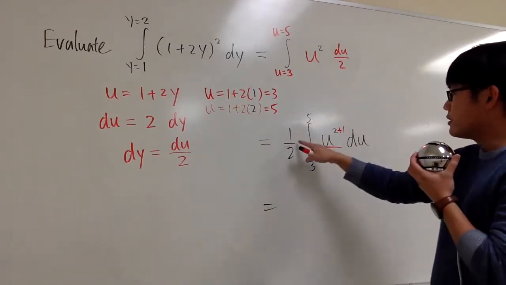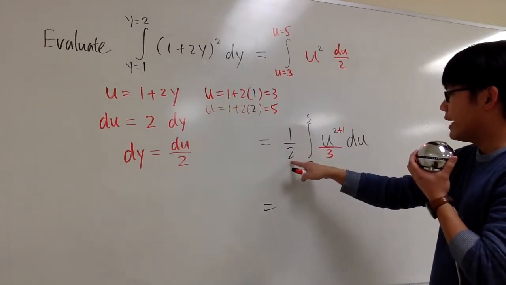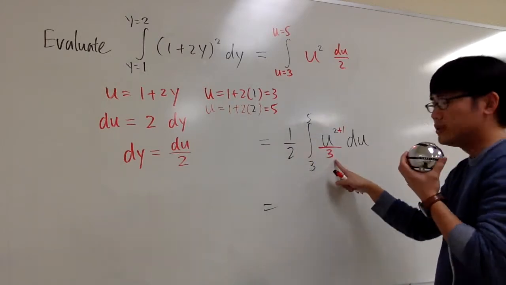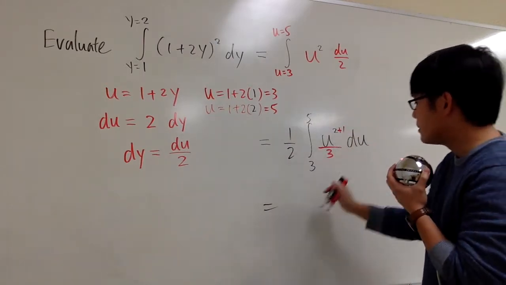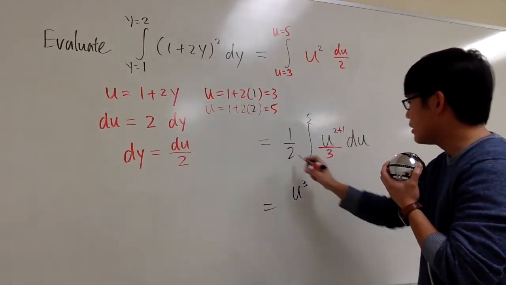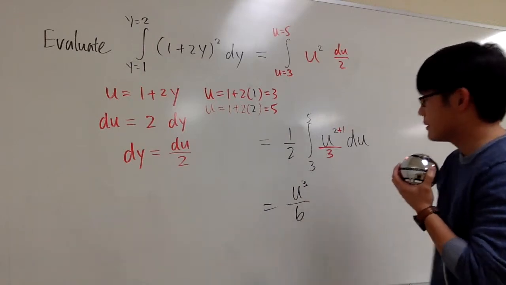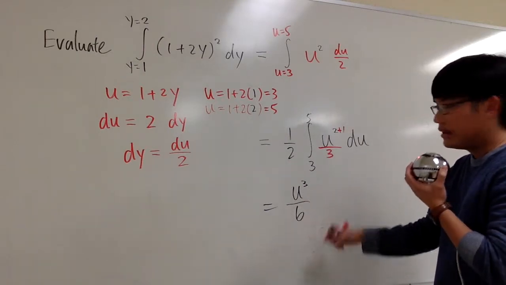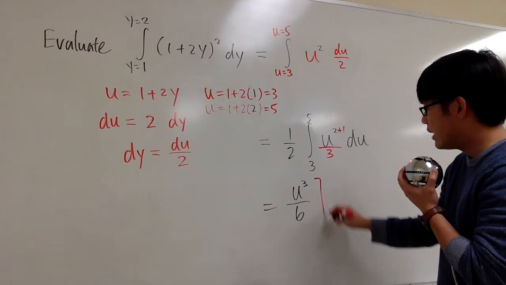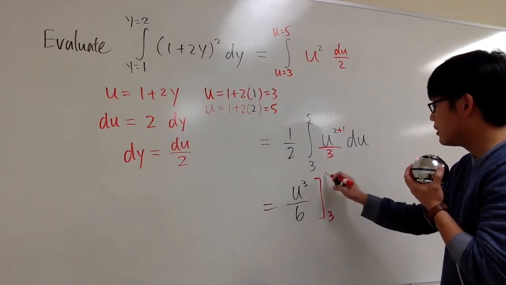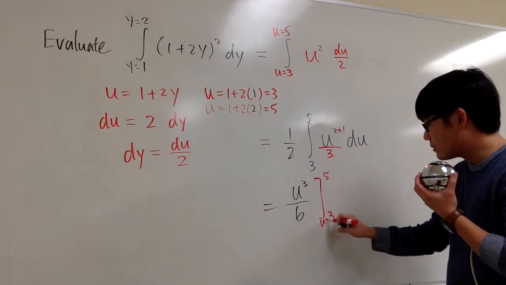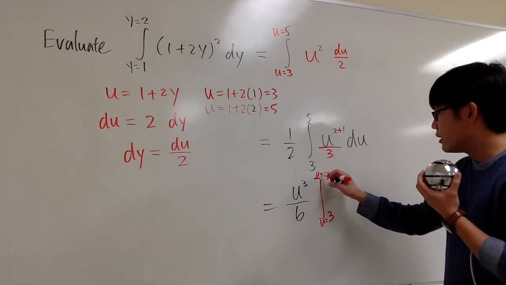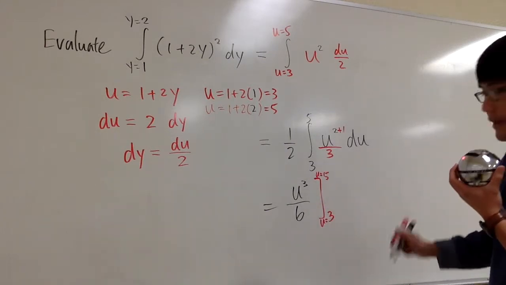Okay, so we have 1/2, and the 2 is on the denominator. The 3 is also on the denominator. So altogether we have 6. On the top is u to the third power, and 2 times 3 on the bottom, which is 6. And this right here is the antiderivative for that. And we just have to plug in 3 to 5. Once again, these are in terms of u. u is equal to 3 to u is equal to 5.